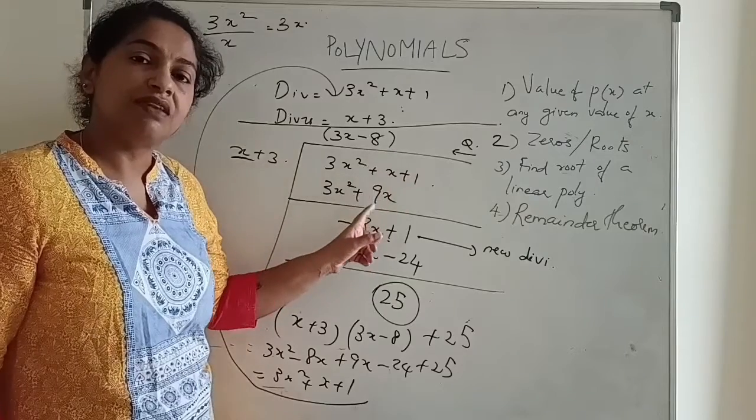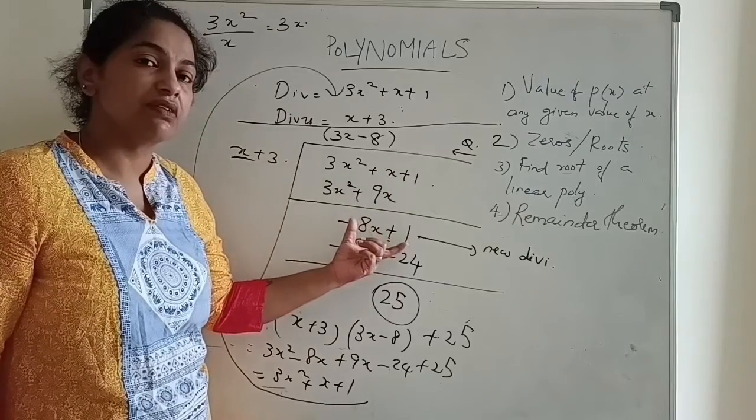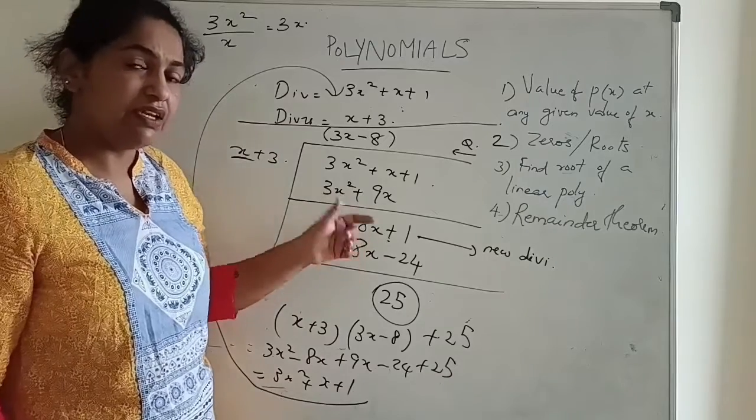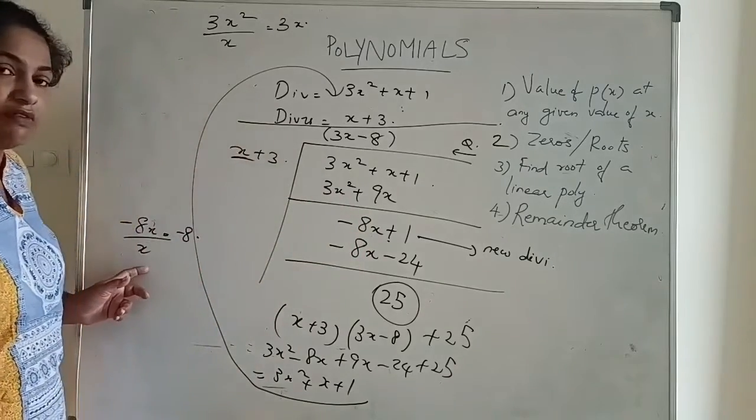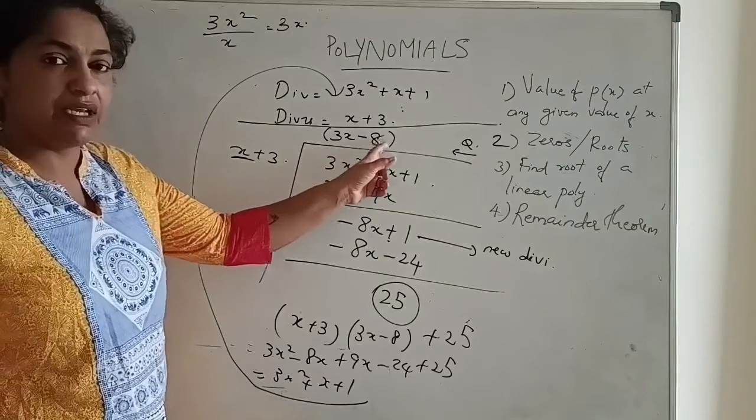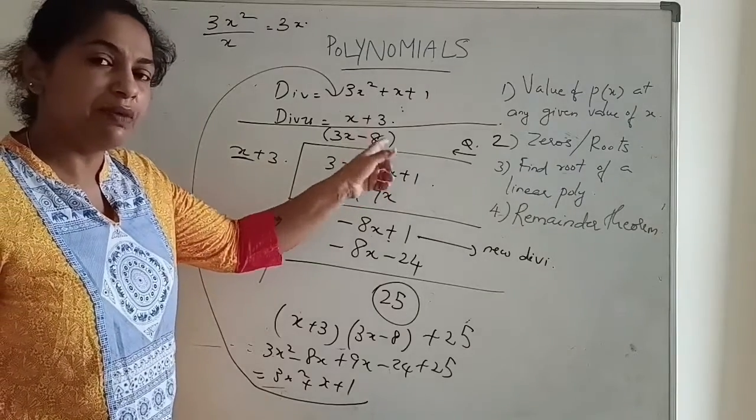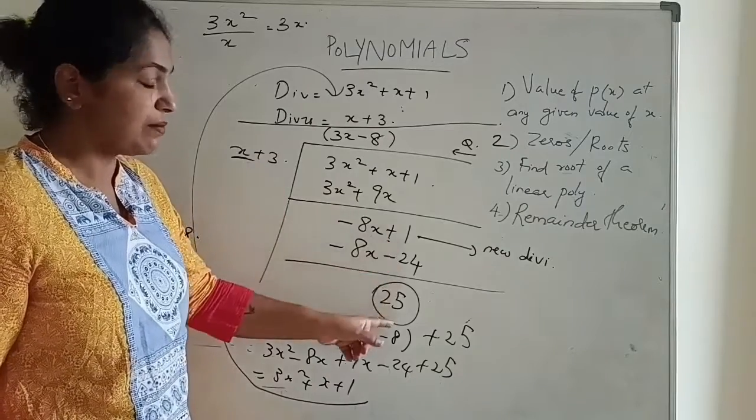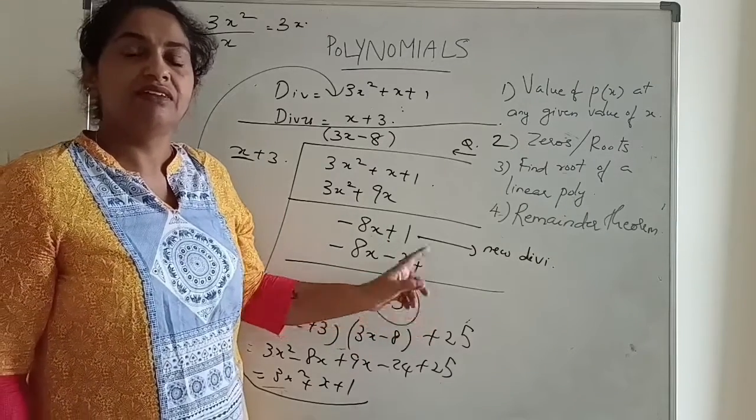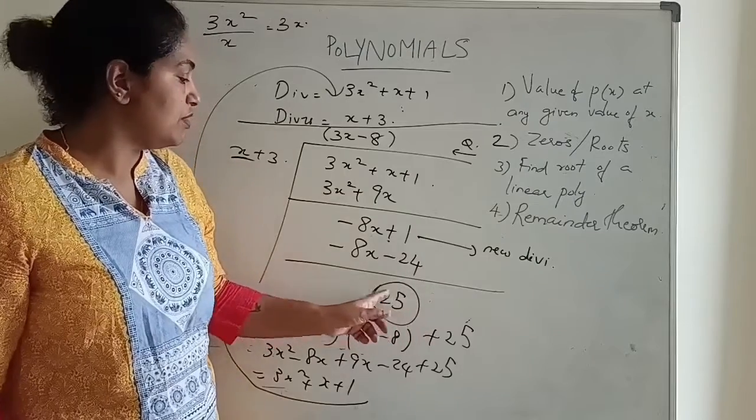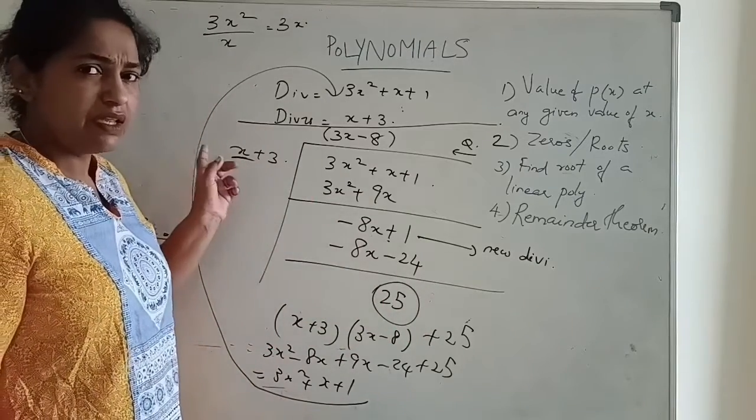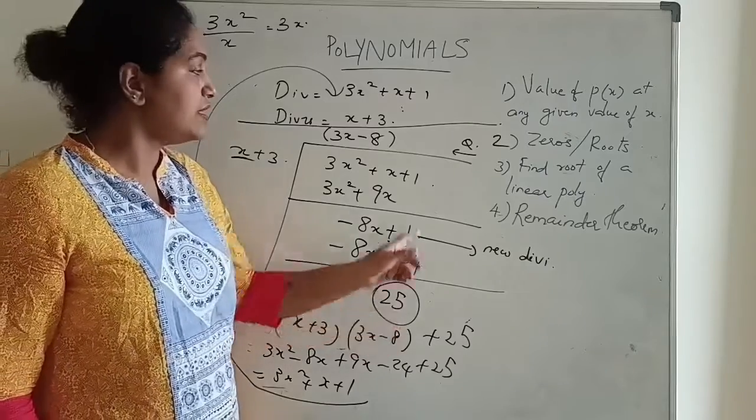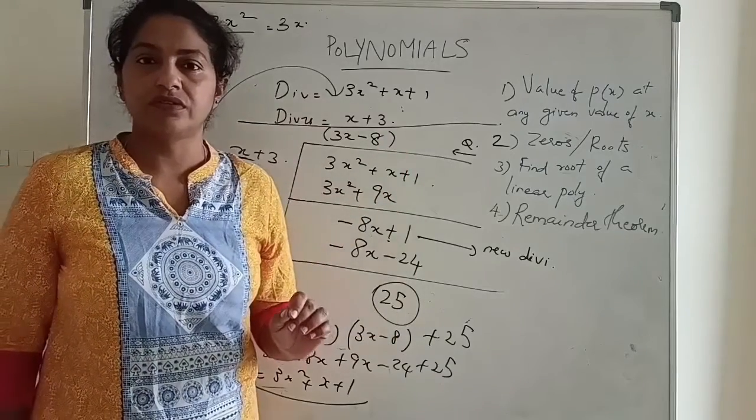Subtract, line 1 minus line 2. I get a new dividend. Repeat. Identify the first term of the dividend and the first term of the divisor. Divide. Write down the term here. Multiply that particular term with the entire divisor. Subtract. This is my new dividend. Check the first term of the dividend, 25. Check the first term of the divisor, x. I can see that no further division is possible. I stop. This is my remainder and this is my quotient.